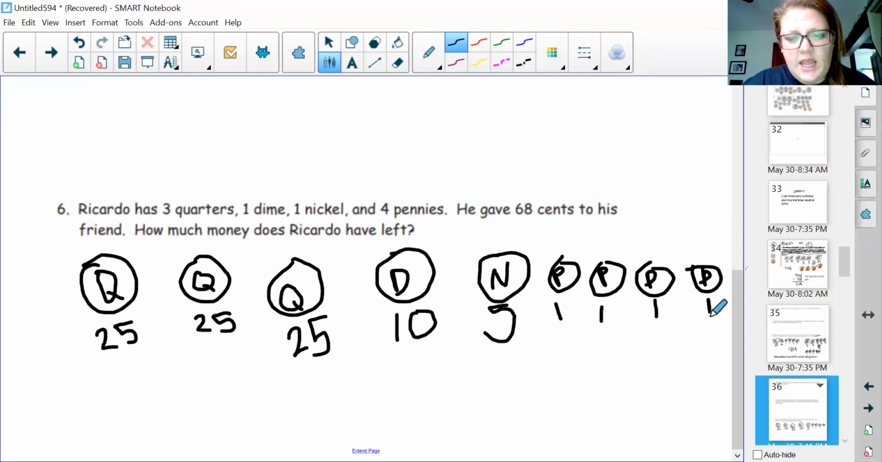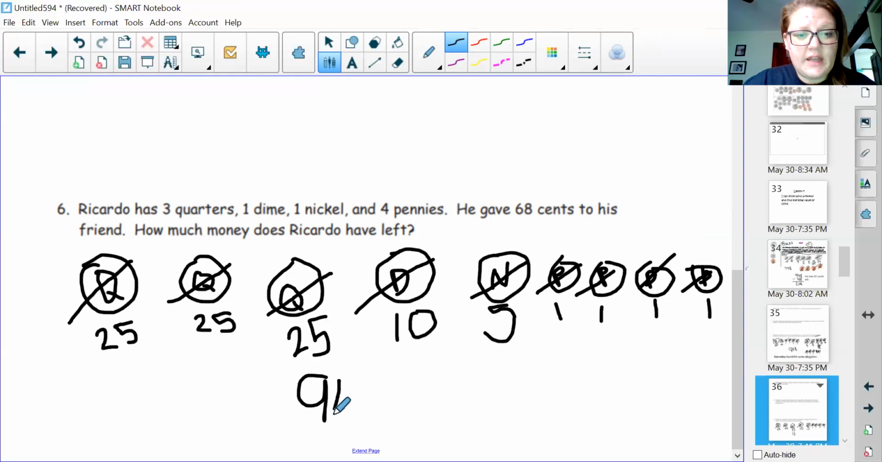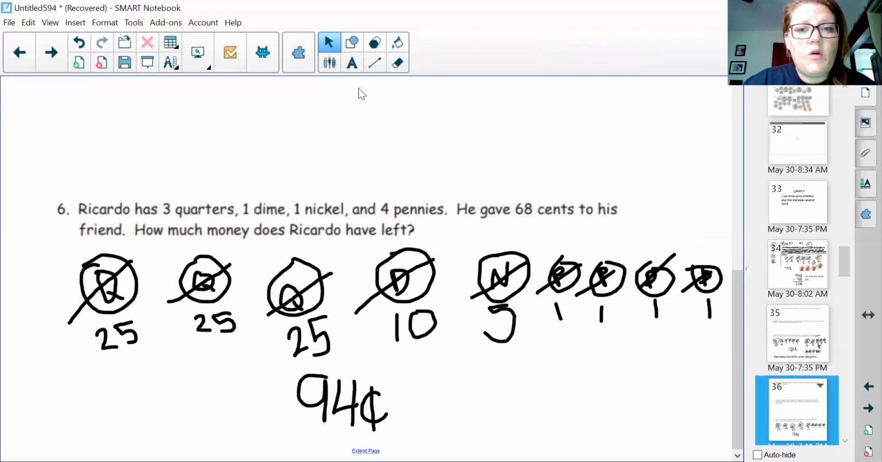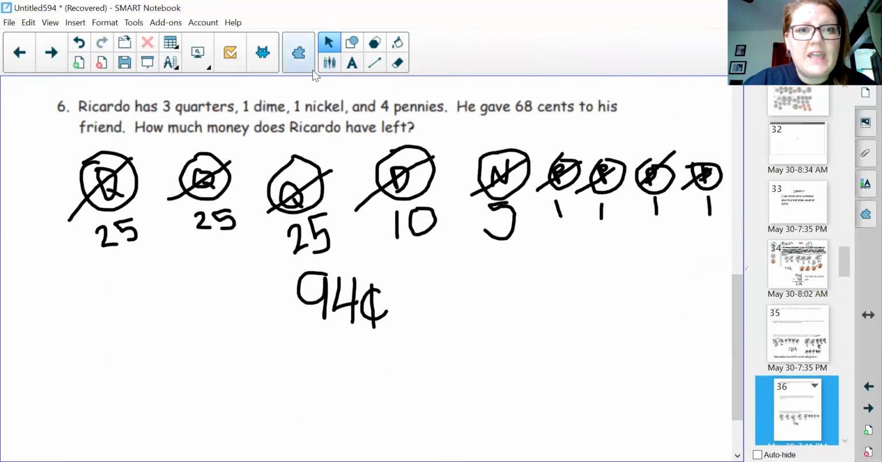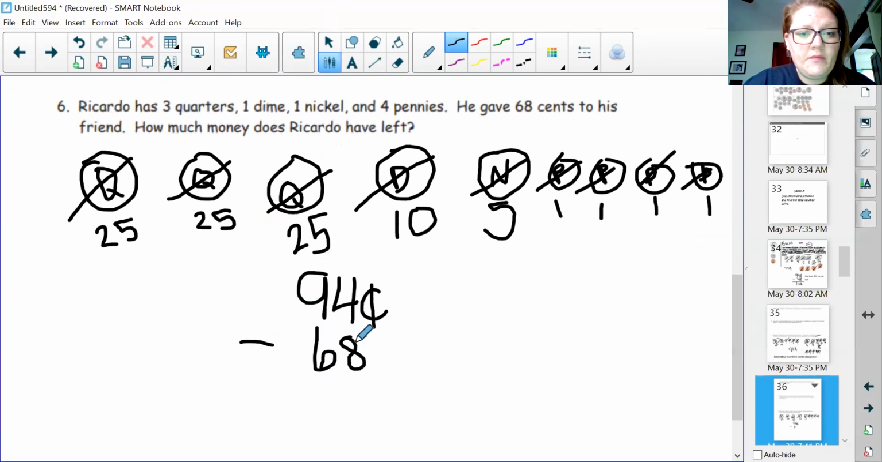So we have to figure out how much money he has right now, and then we have to do a subtraction problem. So let's count. We have 25, 50, 75, 85, 90, 91, 92, 93, 94. He has 94 cents right now. He is giving away 68 cents, it says here. So he's going to give away 68 cents. So if you're giving it away, you're going to subtract. Got your cent sign here. Okay, bring our cent sign down.